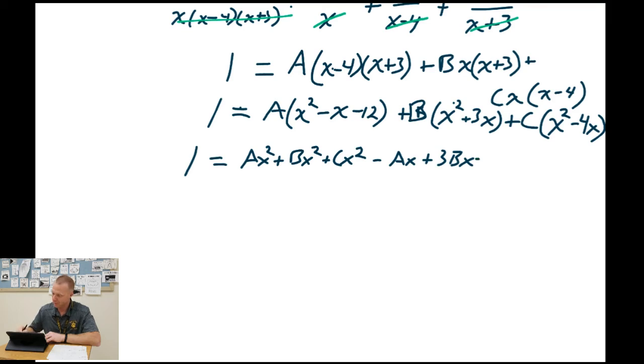So minus 4cx. Okay, so all the x's. We have a minus ax, we have a plus 3bx, and a minus 4cx. Just in case you missed it, I'm doing the distributive property. And of course, once I do the distributive property, I'm able to rearrange and organize these terms.